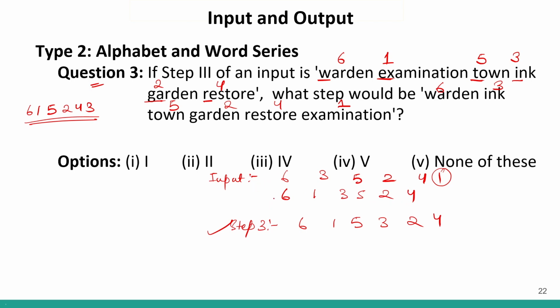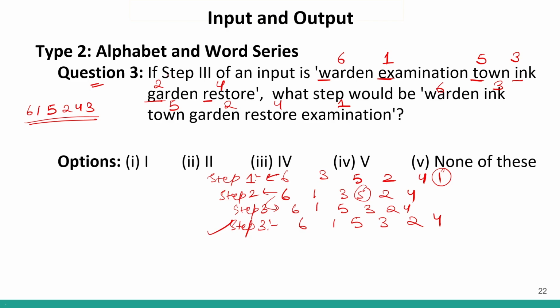And if I arrange it further, it will be 6, 1. Now I'll take the highest, 5, 3, 2, 4. So this is step 3, correct? This will be step 2. And this will be what? This will be step 1. Because if I arrange step 1, I get step 2. And if I arrange step 2, I get step 3. So this is basically the third step.